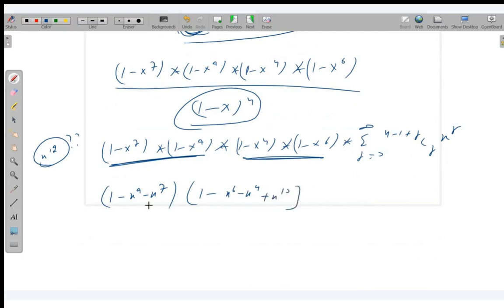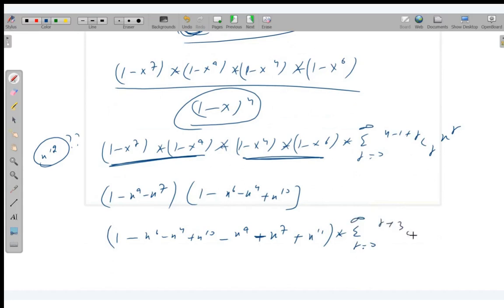Yes, so now I will multiply them. So 1 minus x power 6 minus x power 4 plus x power 10, because it was multiplied by 1. Then minus x power 9 plus, I will leave it: 9 plus 6 is 15, leave it; 9 plus 4 is 13, leave it; 9 plus 10 is 19, leave it. Now I will get minus x power 7, then plus: 7 plus 6 is 13, leave it; 7 plus 4 is 11, I have to keep it; and then 17, leave it; multiplied by sigma r equals 0 to infinity.